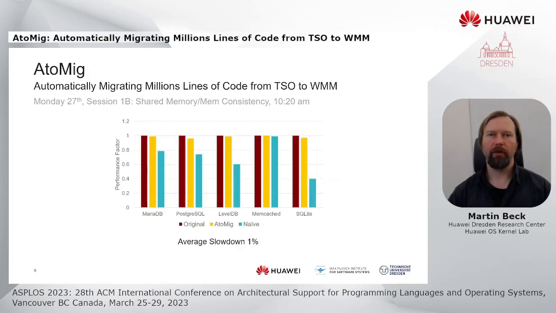We have applied Atomic to production software like MariaDB and Postgres. On the figure, the dark red bars refer to the normalized performance of the application. Yellow depicts the performance of the Atomic ported binaries. Blue represents a naive transformation with all memory accesses turned into atomic. Atomic has an average performance impact of 1%. By this we show that our automatic approach scales to millions of lines of code with minimal performance impact and minimal human intervention.